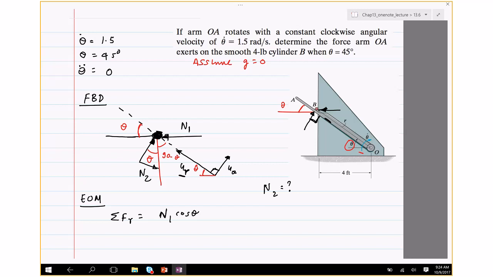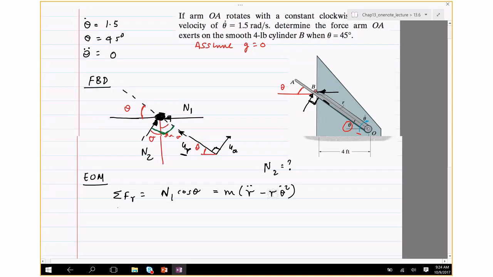That doesn't make sense. So it's just N1 cosine theta, right? N2 is 90 degrees to this, right? So there's no component of N2 in the UR direction. It's going to be 0. So just N1 cosine theta. So N1 cosine theta is mass times r double dot minus r theta dot squared.